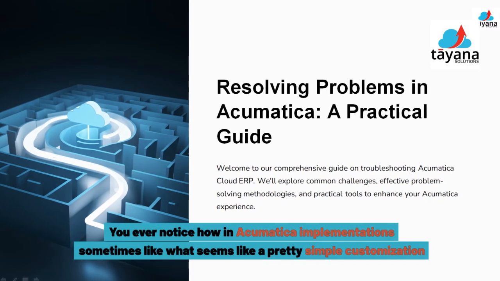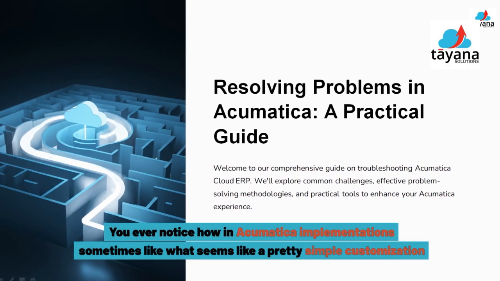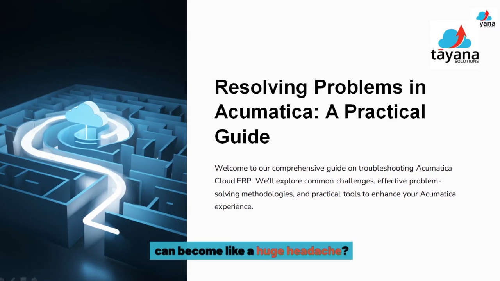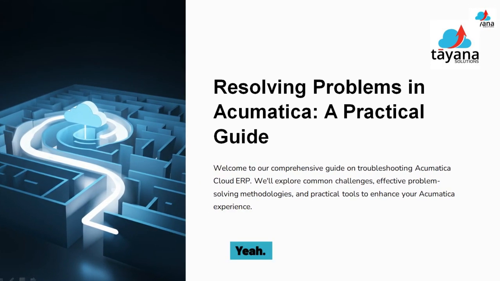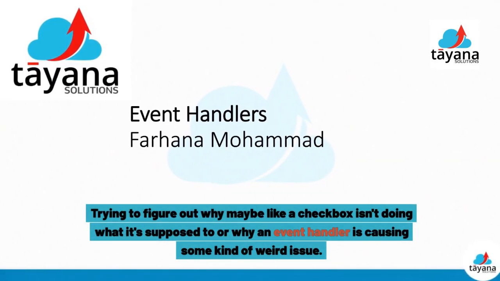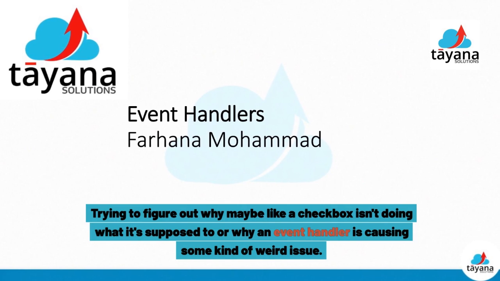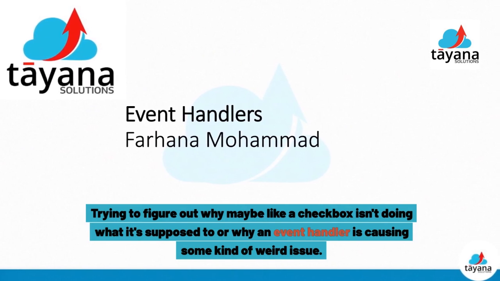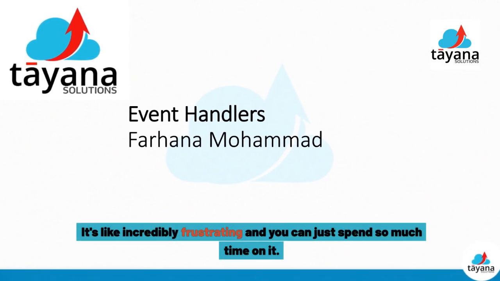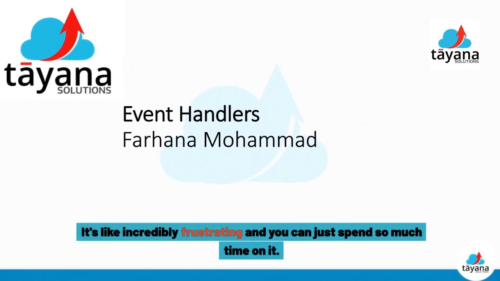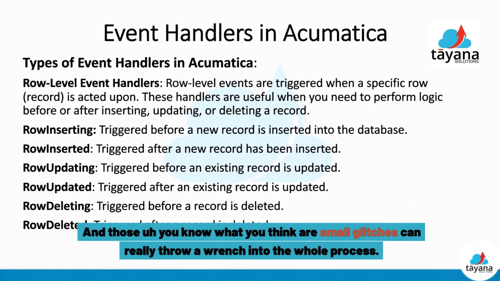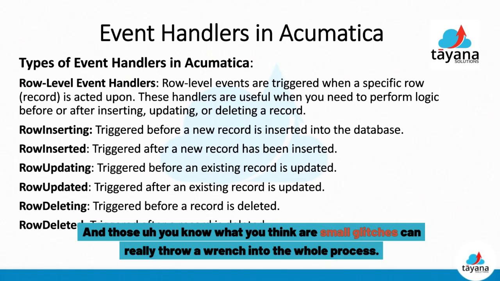You ever notice how in Acumatica implementations sometimes what seems like a pretty simple customization can become a huge headache? Oh yeah, we've all run into that, right? Definitely. Trying to figure out why a checkbox isn't doing what it's supposed to, or why an event handler is causing some kind of weird issue. It's incredibly frustrating and you can spend so much time on it. Absolutely. And what you think are small glitches can really throw a wrench into the whole process.